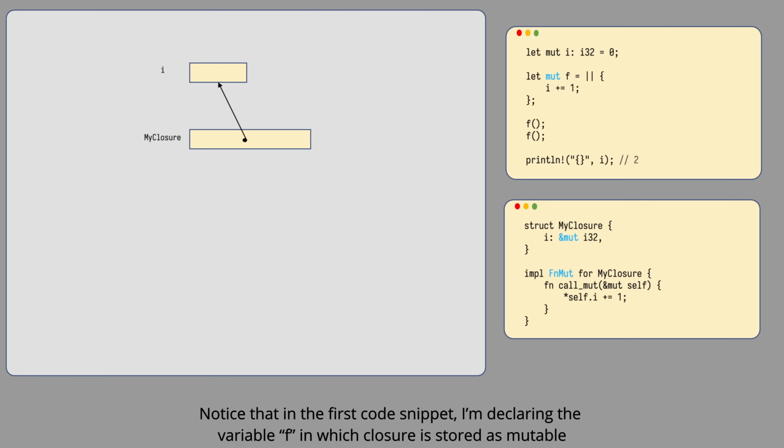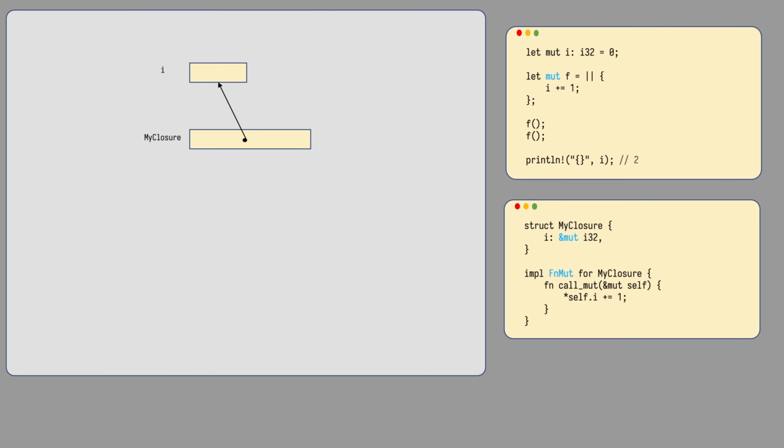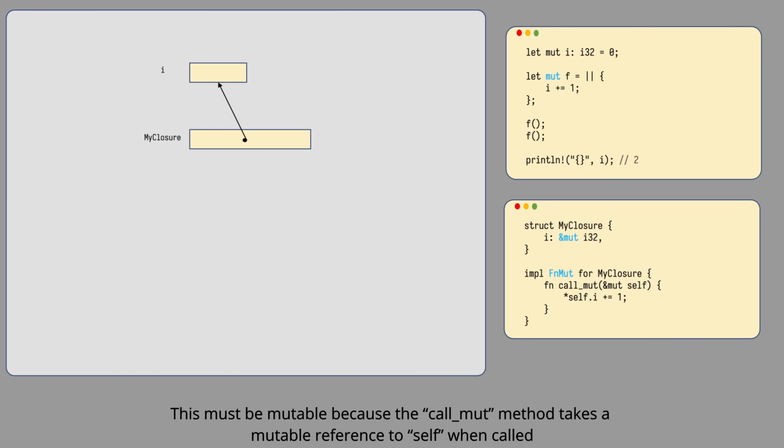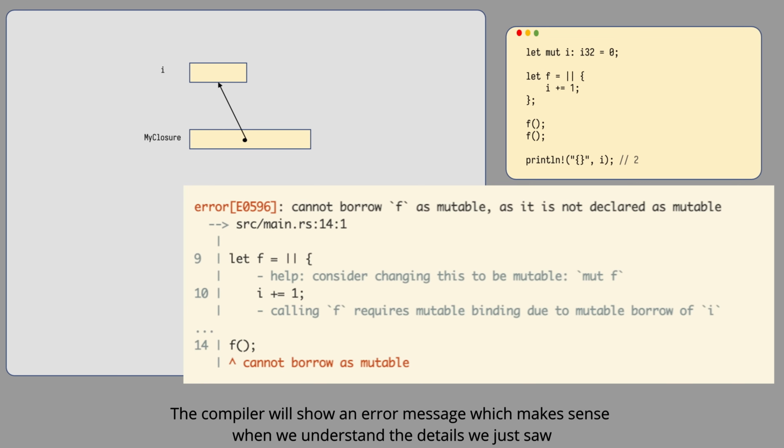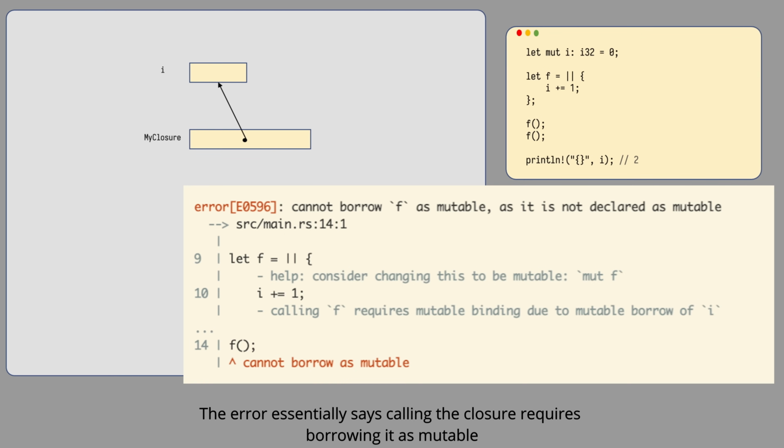Notice that in the first code snippet, I'm declaring the variable f, in which the closure is stored, as mutable. This must be mutable because the call_mut method takes a mutable reference to self when called. Try making f not mutable. The compiler will show an error message which makes sense when we understand the details we just saw. The error essentially says calling the closure requires borrowing it as mutable.